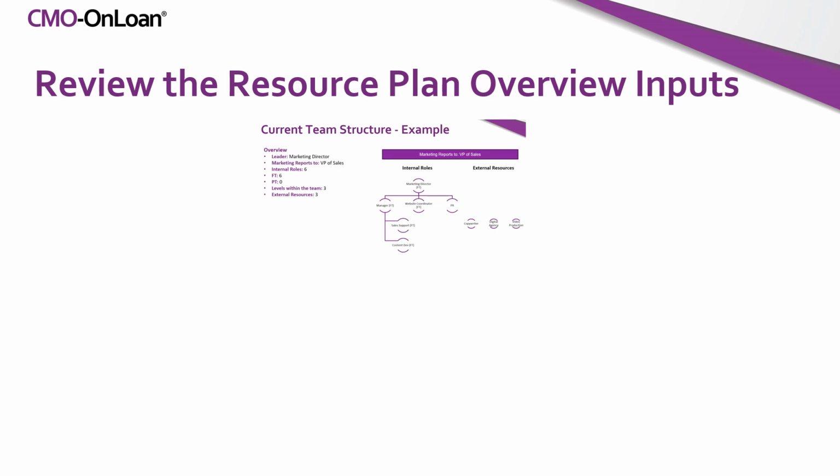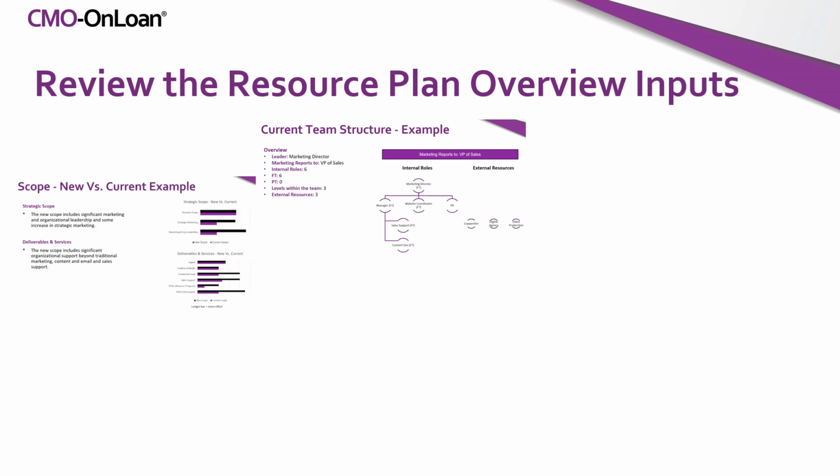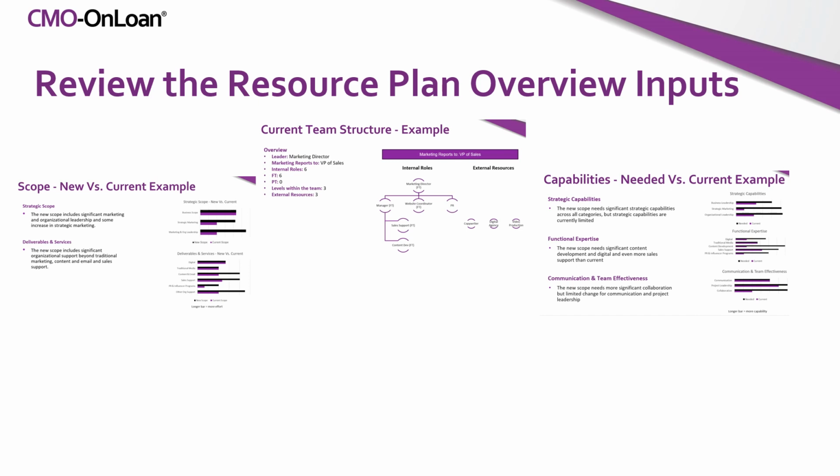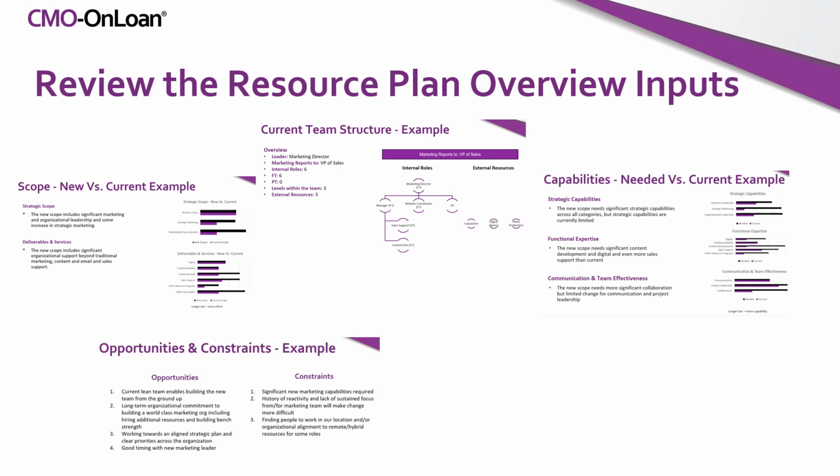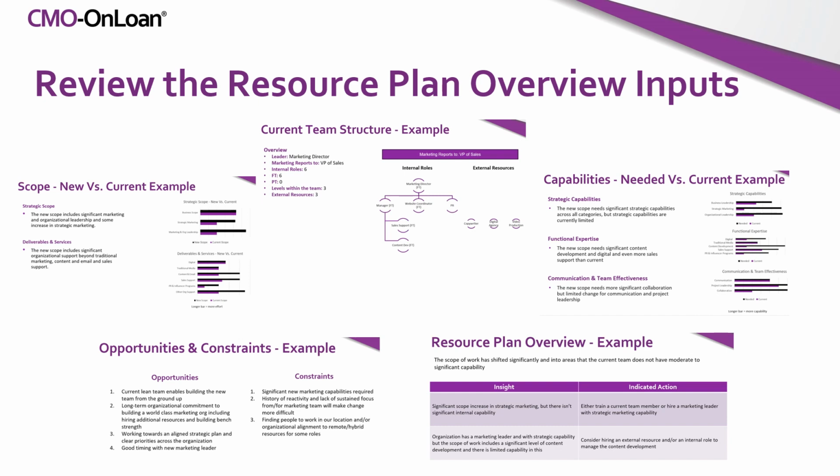We looked at the current team structure, and here's an example. The scope, and we did an analysis between what we need and what we have, and we did some gaps there, and we did the same thing for capabilities. And then we looked at what are the opportunities and constraints we need to consider. And then at the end, we provided an overview of what you really need to think about, the insights and the indicated action. So all of those were things you did within the resource plan overview. So please make sure you've got that ready. It really is a core to all of this.